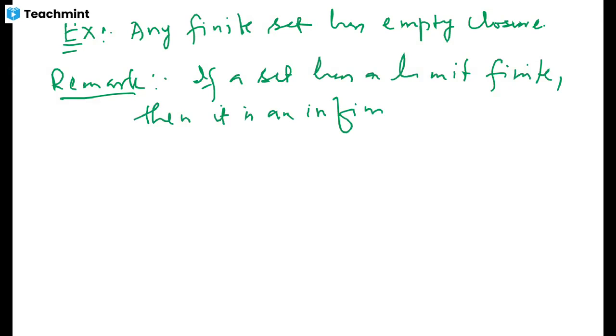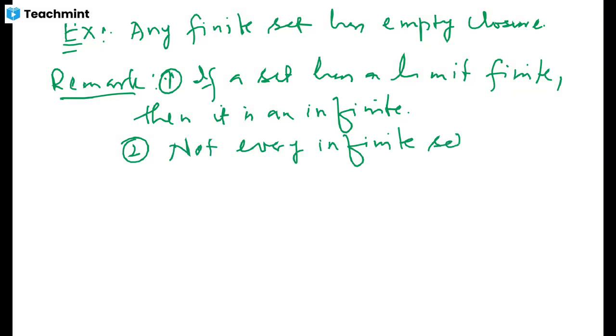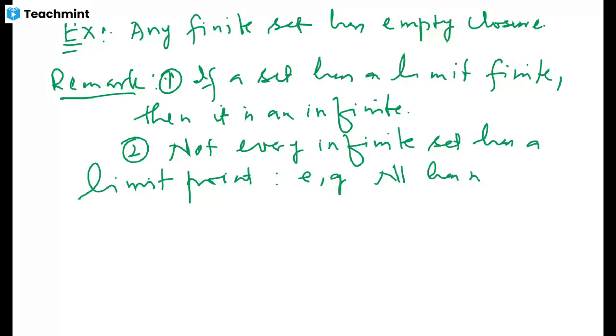So this is one of the consequences of a set having a limit point, because a finite set has no limit points. But this is not the complete picture. At the same time, we saw that not every infinite set has a limit point. For example, we just saw that the set of natural numbers has no limit point. You can see that the set of integers also has no limit point.